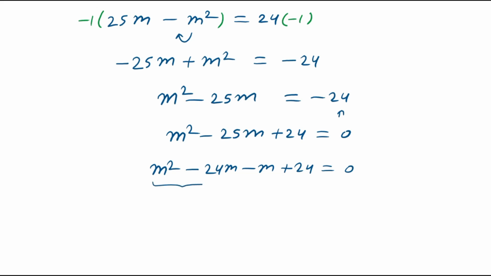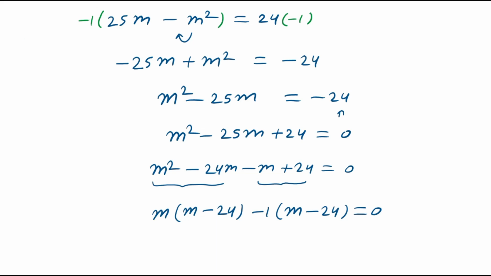Look carefully, first two terms and then last two terms. If we take common m, then m square divided by m gives m, minus 24m divided by m gives minus 24. And here, if we take common minus 1, minus m divided by minus 1 gives m and 24 divided by minus 1 gives minus 24, and this is equals to 0. Now m minus 24 and here m minus 24, if we take common m minus 24 on the left hand side, then you will get m minus 1, and this is equals to 0.